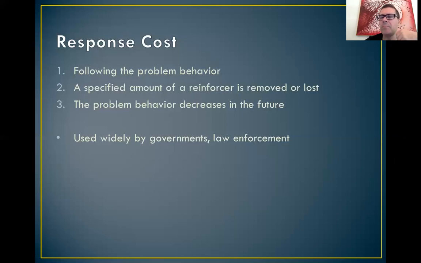So if you go through the speed limit and get caught, there's going to be a fine. So money is going to be taken away from you. All of these are procedures that rely on negative punishment as a way to reduce the future likelihood of behavior. So if you speed and you get a ticket, the money is taken away, right?